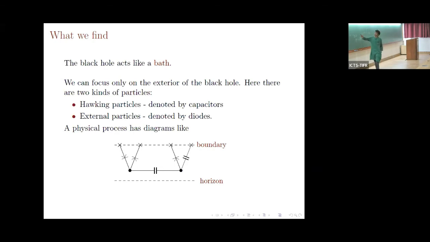You'll see why, because if you describe it by diodes and capacitors, the only diagrams that contribute are the diagrams in which there is some current flow. It's an intuitive way to draw these diagrams. One physical process that can happen in such a setting is you throw a pion in, and then two pions come out of the black hole. Such a scattering process is possible. And one such diagram that contributes to such a scattering process is what I've shown here.